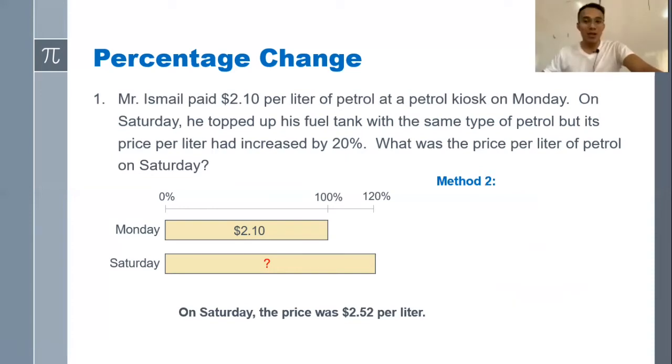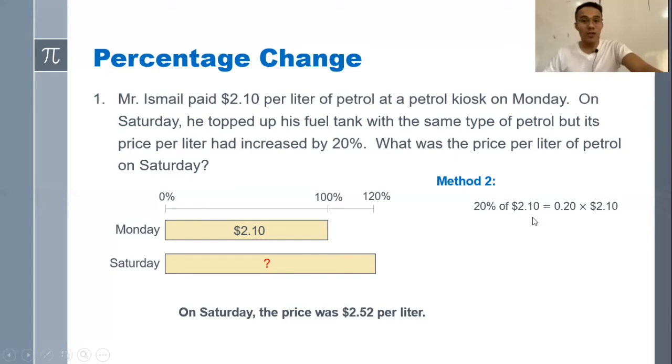Okay, for method number 2, what we're going to do is we are going to get the increase. How much do you think was the increase? In other words, we're going to get 20% of the original amount or quantity. What was the original quantity? It's $2.10. So our first step in method number 2, we are going to get 20% of $2.10.